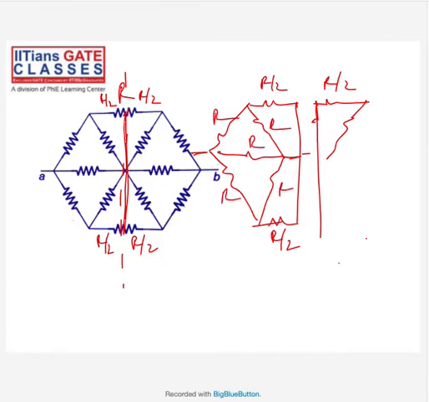So can someone tell me how these two, R and R by 2, are connected? These two are in parallel, right? So this is my R here. R by 2 parallel with R is R by 3. So R and R by 2 in parallel is R by 3. Again here also R by 3.